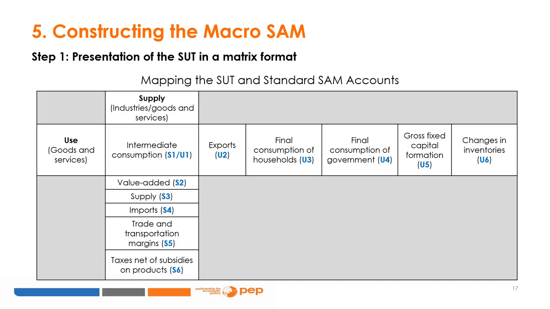The use side describes the allocation of local outputs and imports. Total supply of a commodity is used for intermediate consumption, U1, exports, U2, final consumption of households, U3, and government, U4, gross fixed capital formation, U5, and changes in inventories, U6.